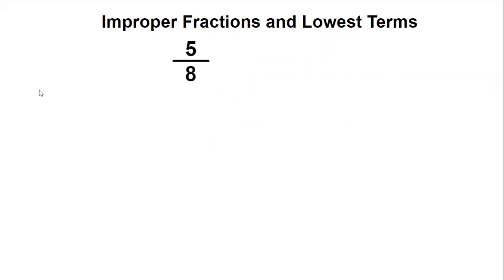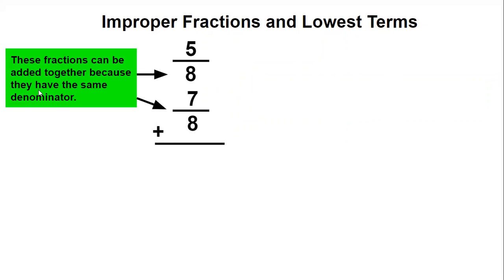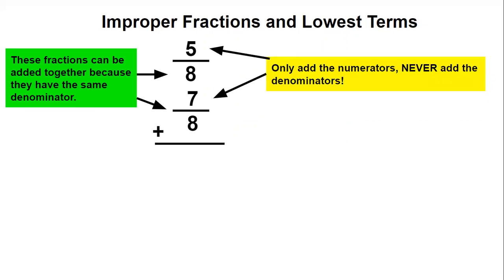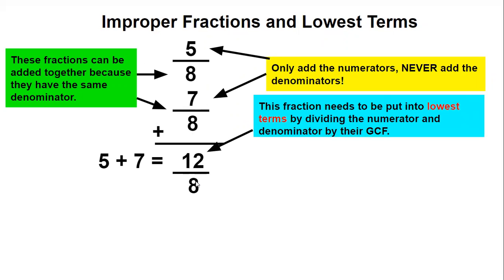We have 5/8 plus 7/8. Okay, check the bottom numbers. The denominators are the same. They're both 8. So we can just add our numerators. So we're going to add 5 and 7. 5 plus 7 equals 12. Bottom number is 8. Notice we have an improper fraction. Why? Because the top number of 12 is bigger than the bottom number of 8. So it is a fraction that needs to be put in lowest terms as well.